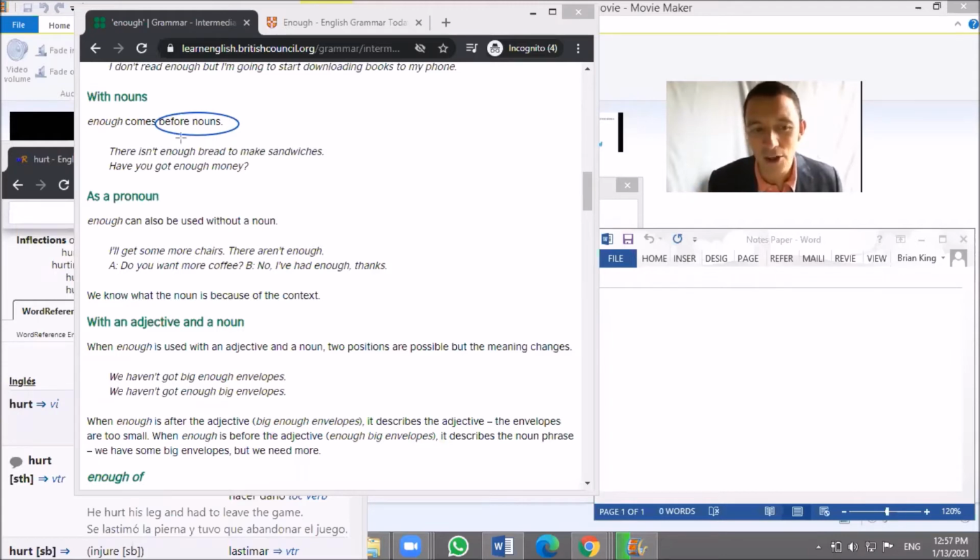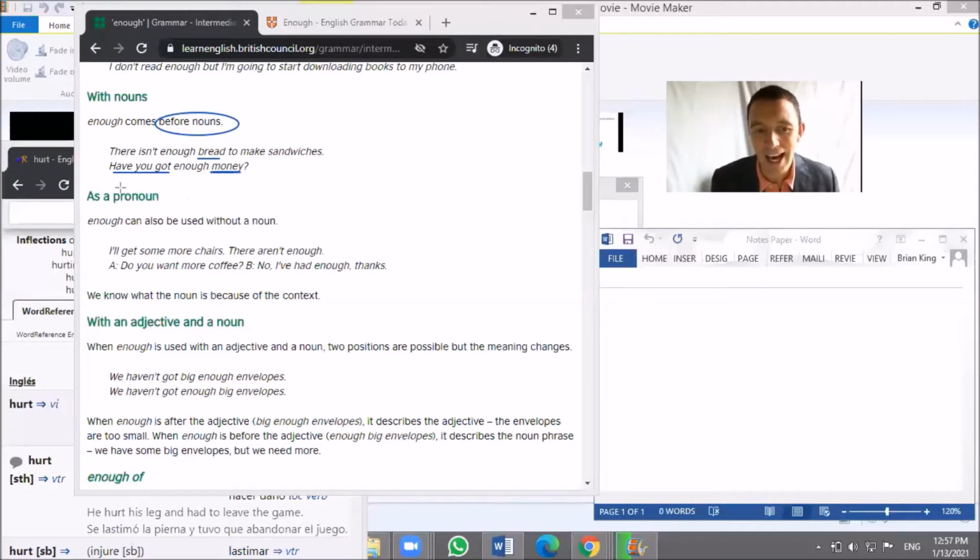Enough comes before the substantivo, or before the noun. So there is not enough bread. So substantivo, and enough is before. In the question, have you got or do you have, the substantivo is money and the position is before. Do you have enough money? Have you got enough money?